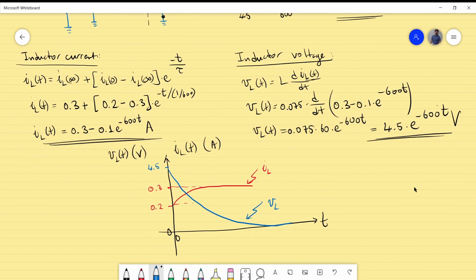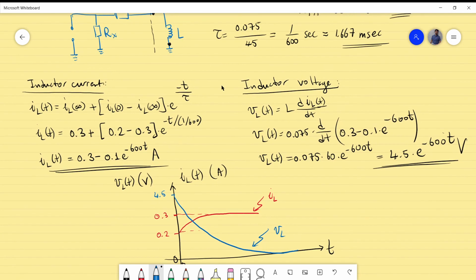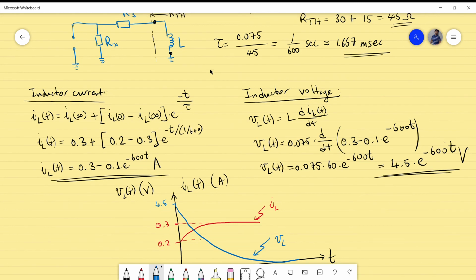Alright, now that's the example for this case with the RL circuit having two independent sources, and we have calculated the current and the voltage. I hope this example is also helpful for you. Just follow these steps again.